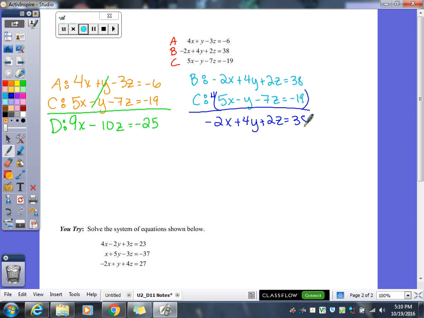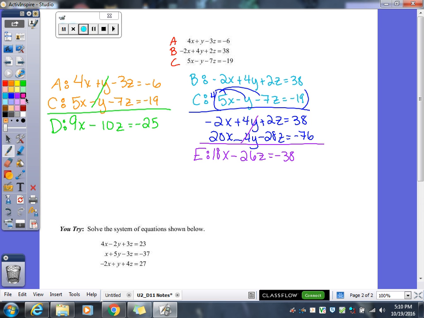equals 38. My second equation will change because I'm going to distribute my 4, so I get 20x minus 4y minus 28z equals a negative 76. So now I add these together, I get 18x, my y's cancel, minus 26z equals a negative 38. There's my E.